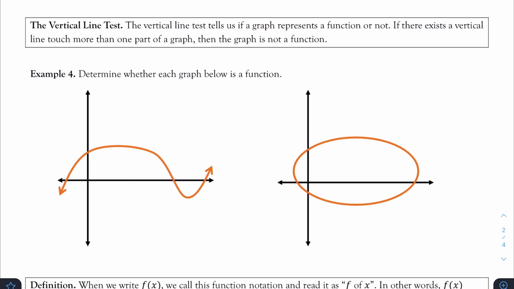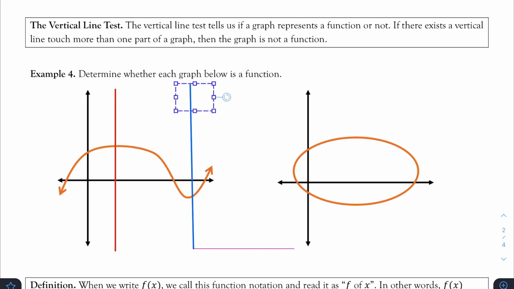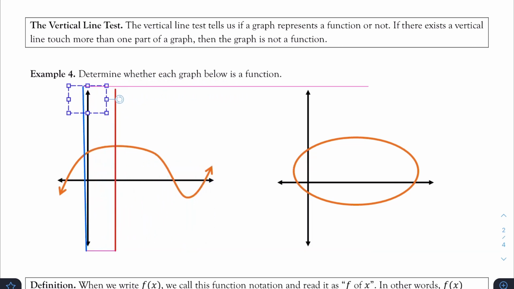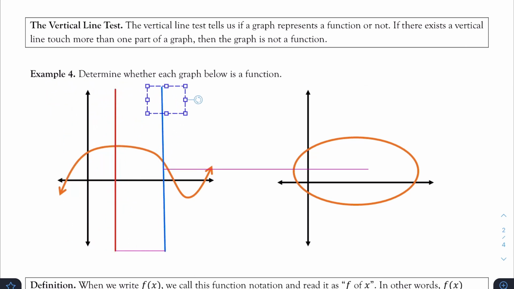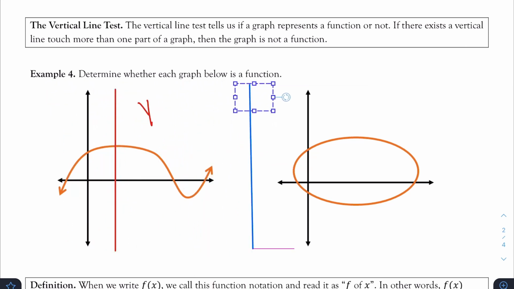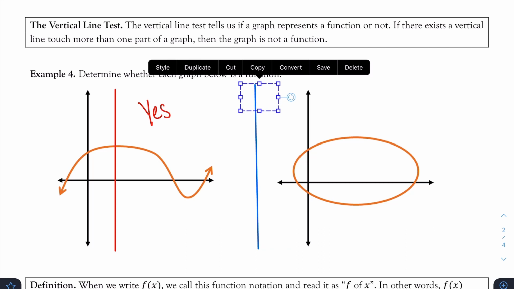So, looking at example 4, I have 2 graphs, and I want to see, am I a function or not? So on the left, again, I want you to imagine that we can draw a vertical line, and then we move it from left to right. Well, if I take this line and move it from left to right, we can see pretty quickly that my vertical line and my graph will only touch each other at most once at any given point. Hence, the graph on the left is, yes, a function.